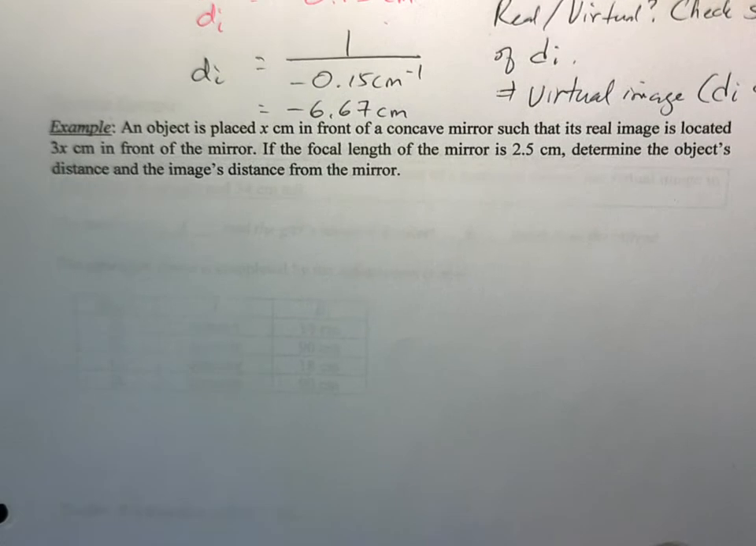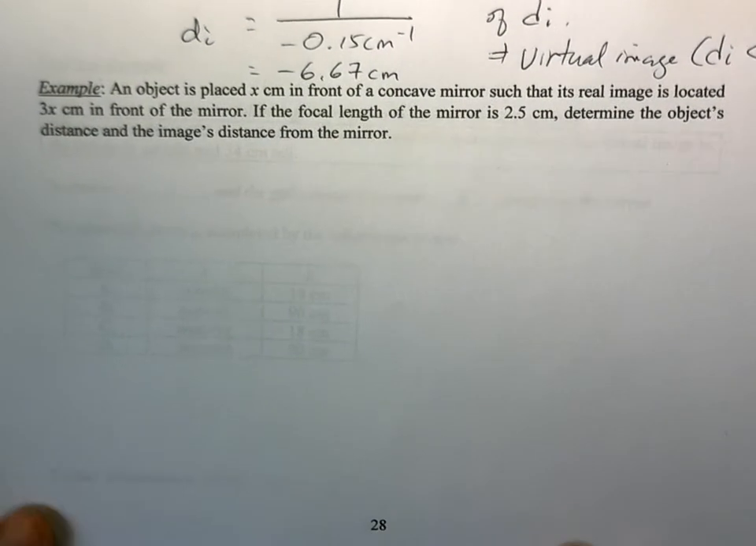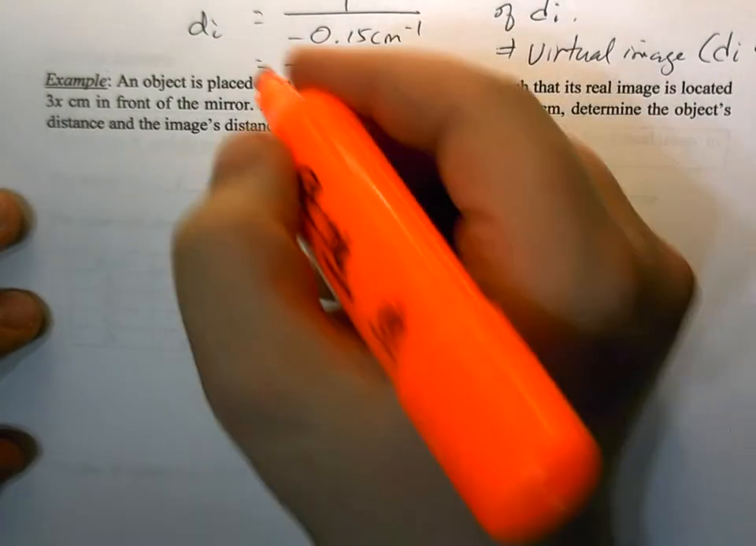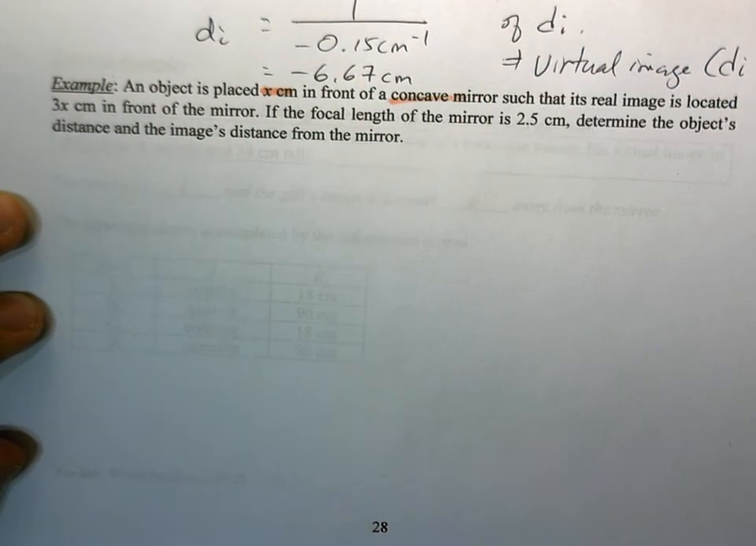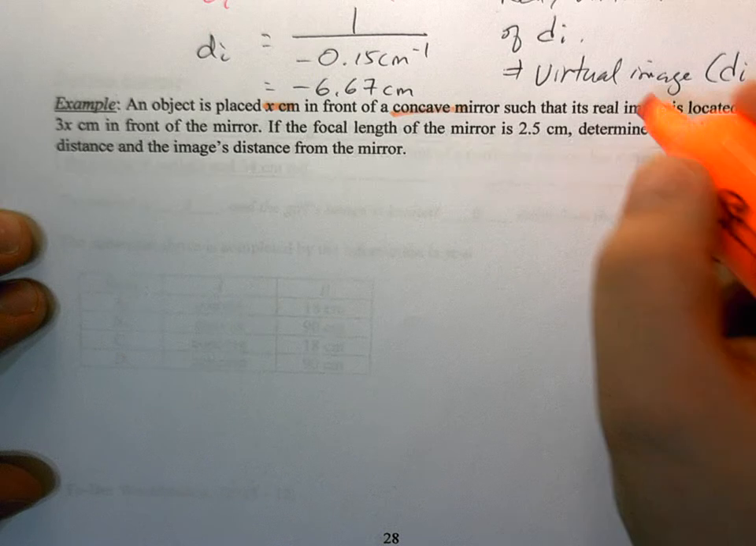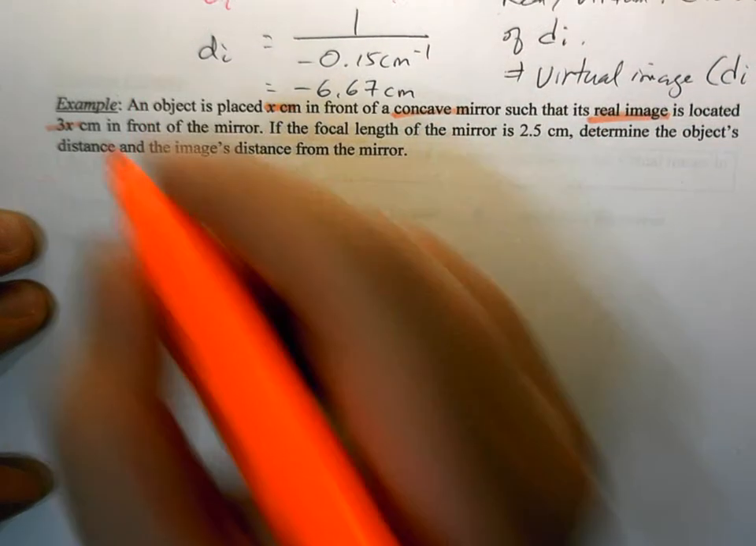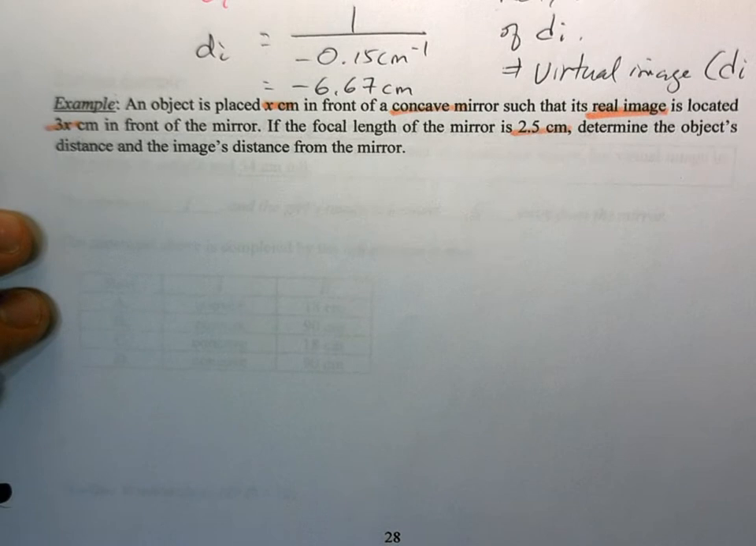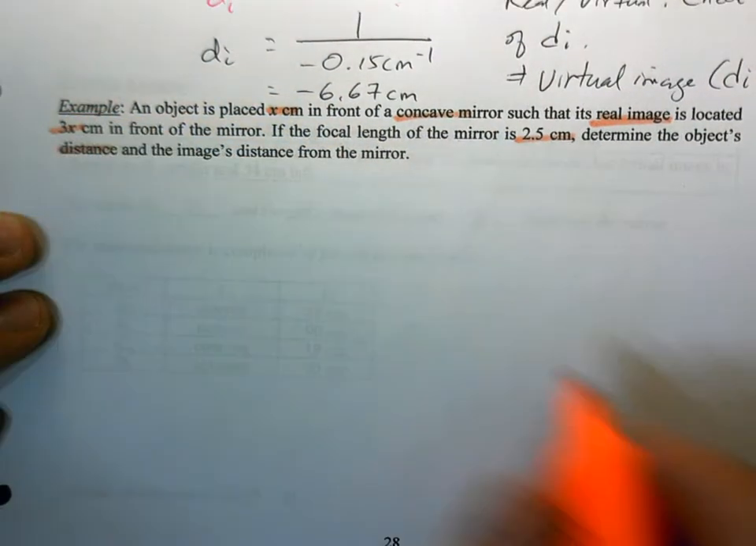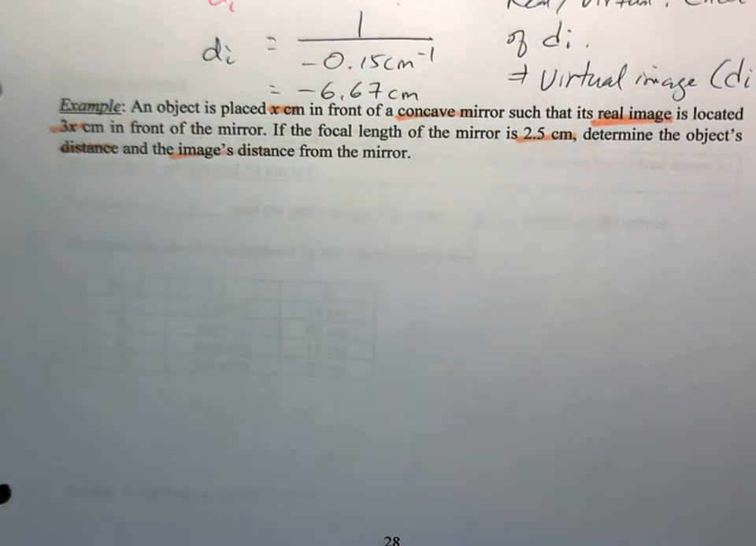Now, the next example here is meant to be a little more abstract because this time we're not giving you a lot of concrete numbers to work with. So we're going to have an object. It's going to be placed some unknown distance in front of a concave mirror. And we're told that its real image is located about 3x centimeters in front of the mirror. We're told the focal length is about 2.5 centimeters. So we want to determine the object and the image distances from the mirror. So we'd like to find DO and DI, like actual values.